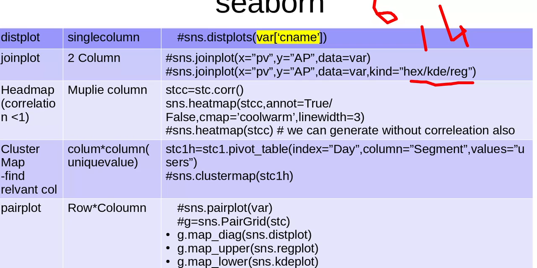And pair plot also, pair plot and pair grid. Here we can distinguish all the different plots: diagonal plot, upper plot, lower plot. We can put the KDE, but here the hexagonal plot will not come. All the plots we can play with this.